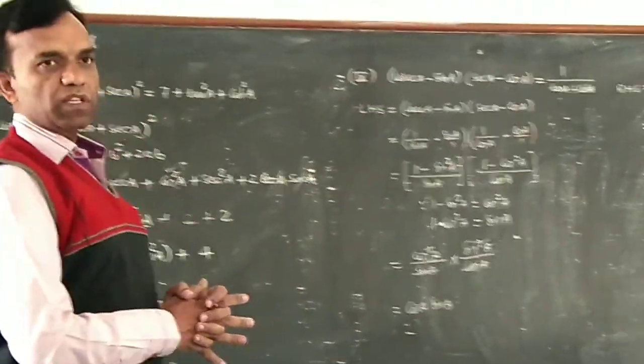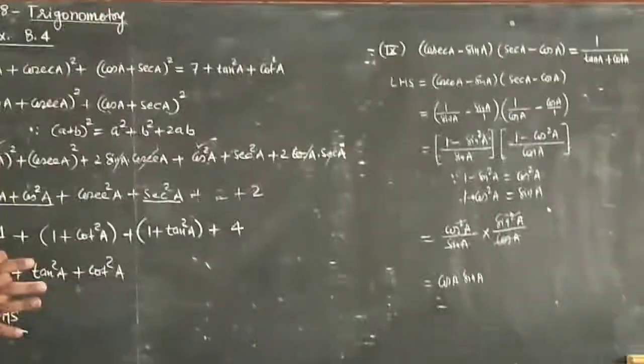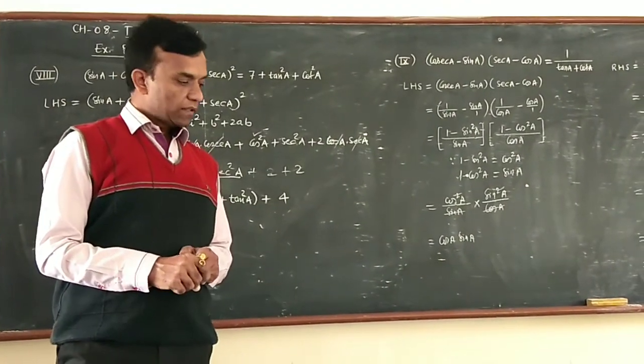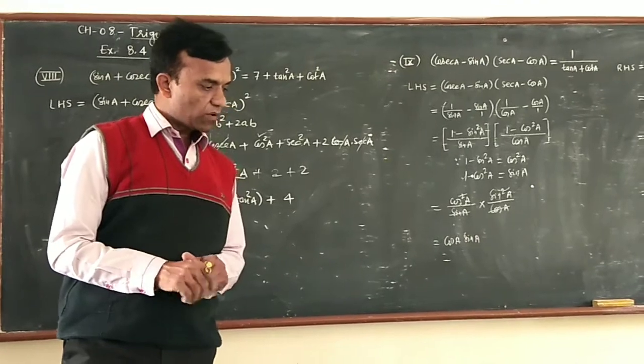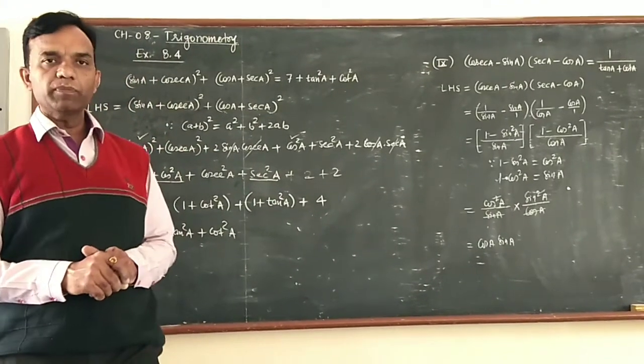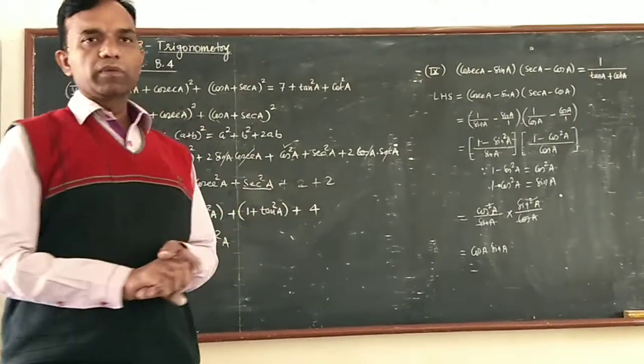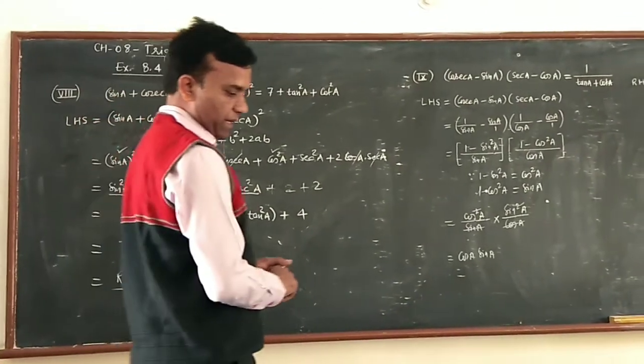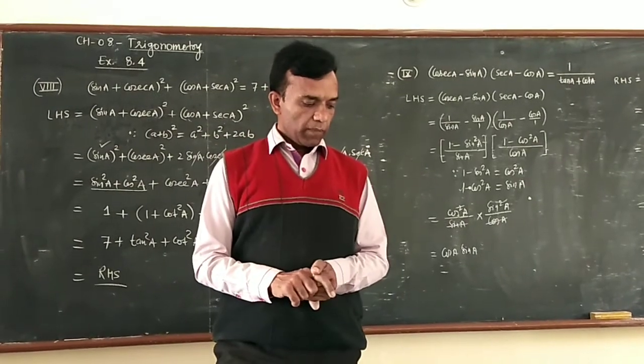Okay, then the last question is remaining. You do the last question in homework. Yes. Then your chapter is over, the 8th chapter is over, because the 5th question has 10 parts, and 9 parts we have done on the board, and 1 part we do in the homework. Okay, then tomorrow we start the next chapter, application of trigonometry.